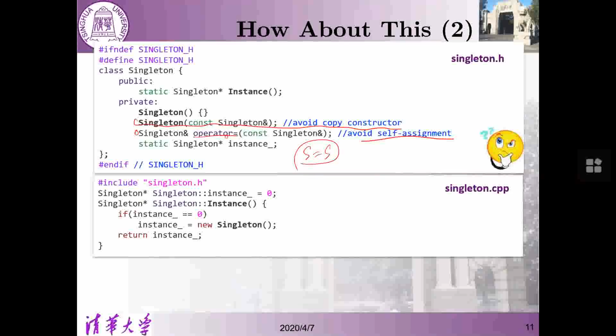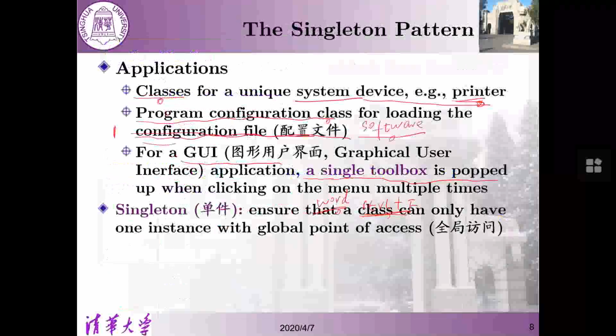Also, now we use a pointer. Why should we use a pointer? Because in our previous example, we know that it has a static instance. The static instance will be initialized early, before the call of the function, in most cases.